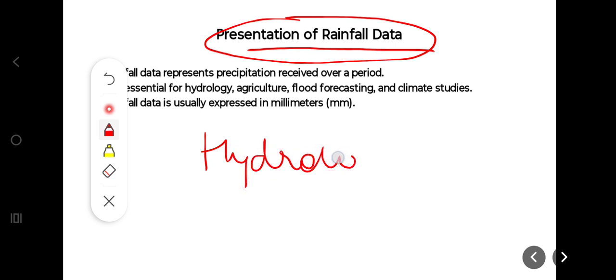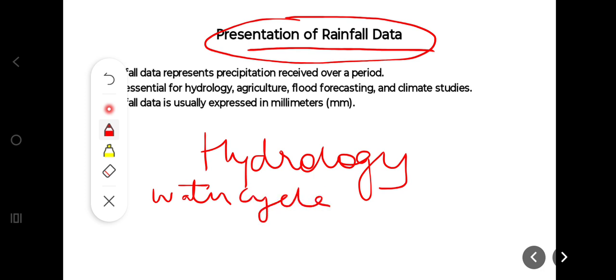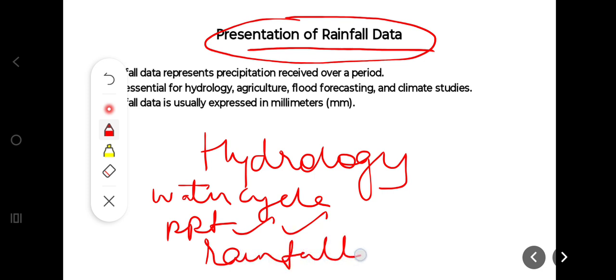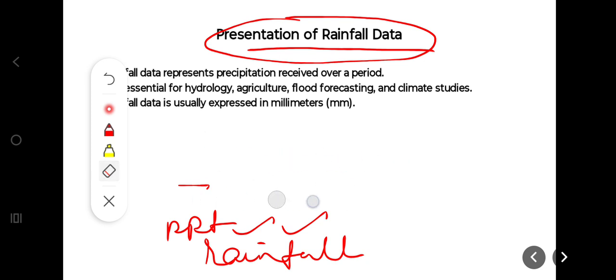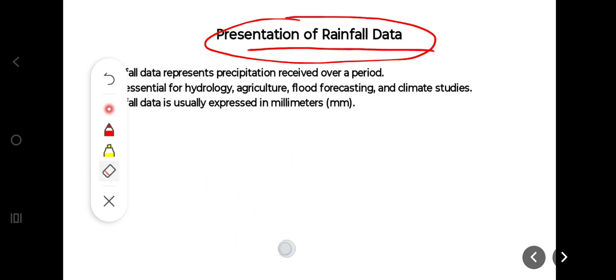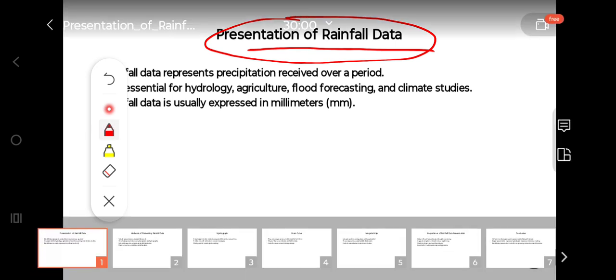So in hydrology, till now what we have covered, we have done the overview of water cycle. Okay, water cycle, and after that, what is precipitation and what are their forms, types, and the form rainfall, how we can measure it, what is the type, what is the need to measure. So all those things we have covered till now. So currently I am going to explain the presentation of rainfall data. So how rainfall data is presented.